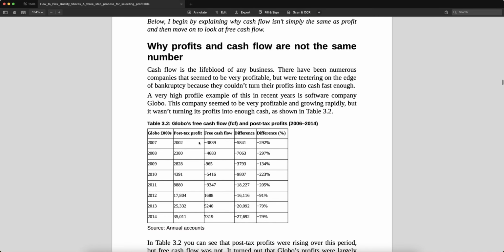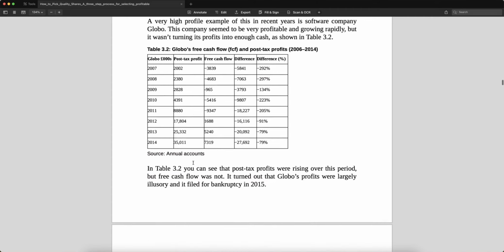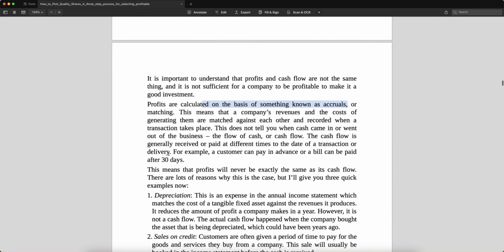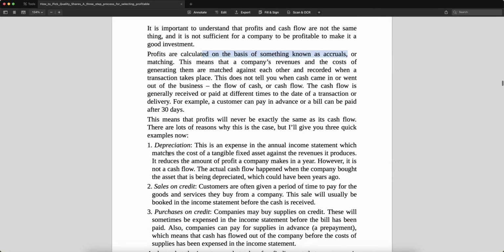Right? So this is post tax profit, free cash, difference. So the higher the difference between the PAT and free cash flows, the worse it is. Correct. So this is what he is saying over here. Profits are calculated on something known as accruals, on matching sales and expenses. Cash flows are counted as the actual inflow of cash in and out of the business.